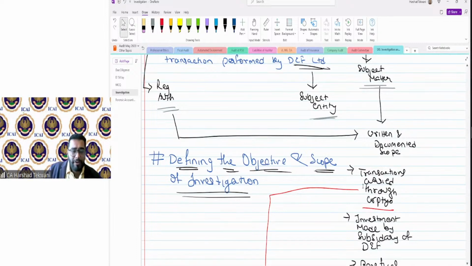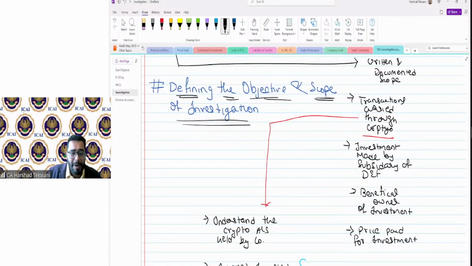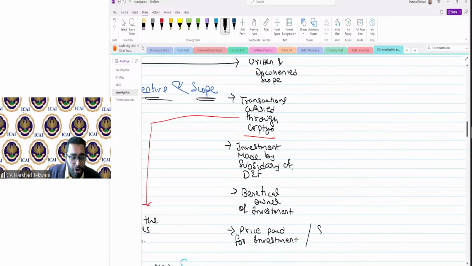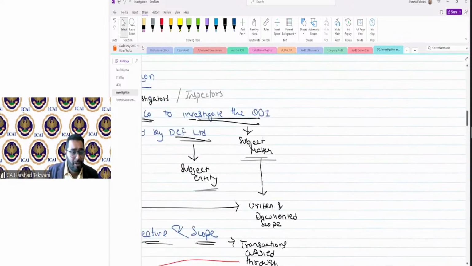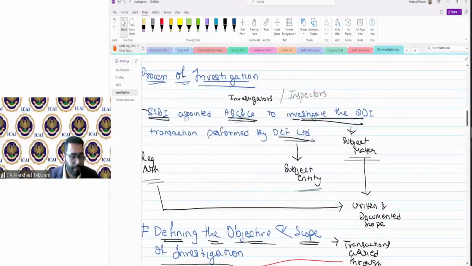It means, for example, whether a transaction of an FDI is done through crypto, or an investment made by a subsidiary of DEF, who is the beneficial owner of the investment, the price paid for the investment, or you can say the share price, or whether shares were issued at a premium or discount. Okay, a lot of things. So that is the objective of the subject matter. Scope is the subject matter, the ODI transaction; the objective is to identify whether this particular transaction has been carried out in accordance with the ODI regulations or not. That could be a subject matter.